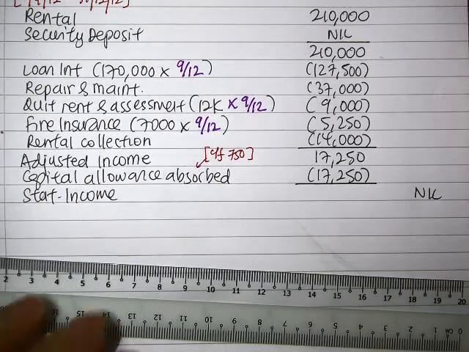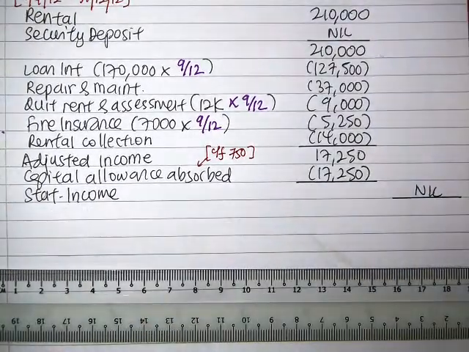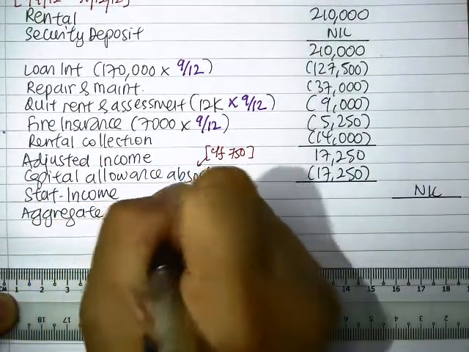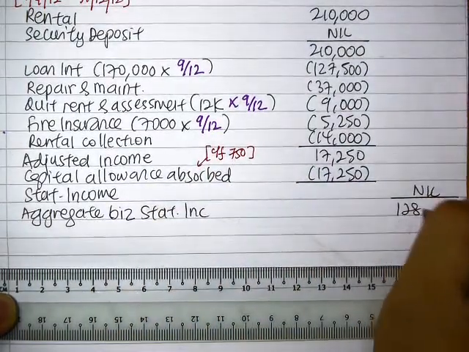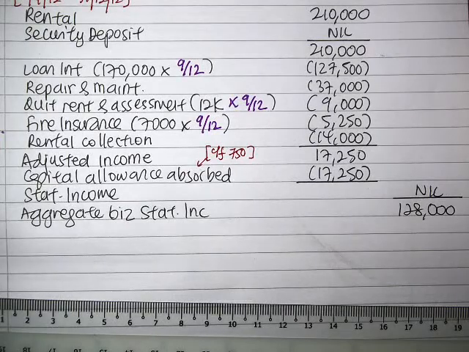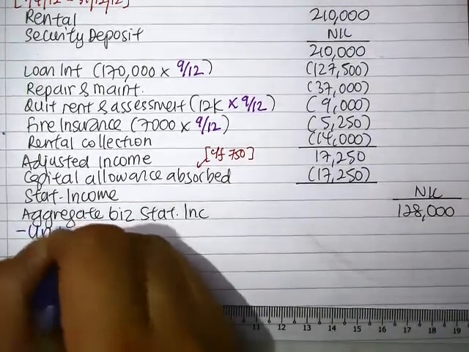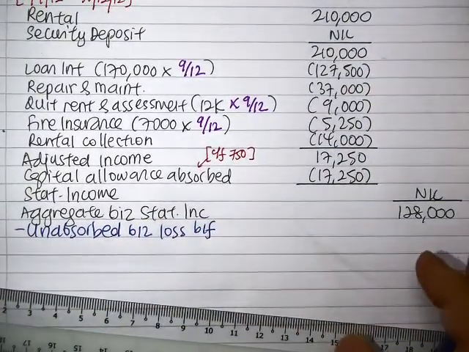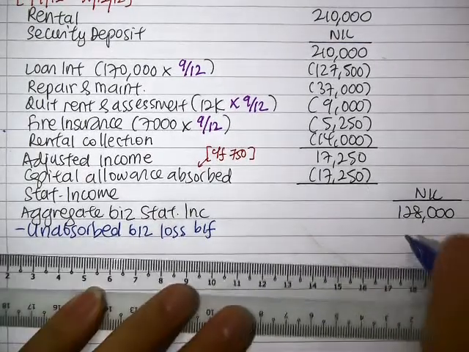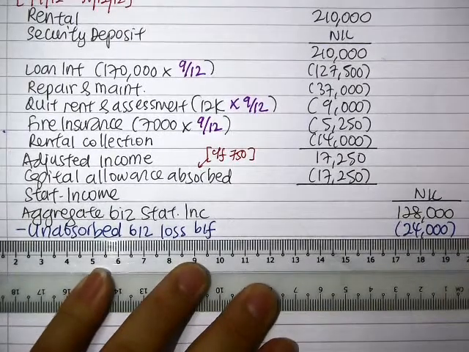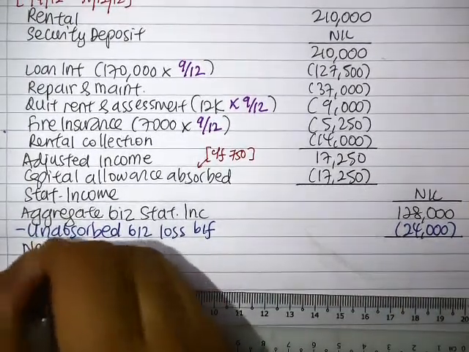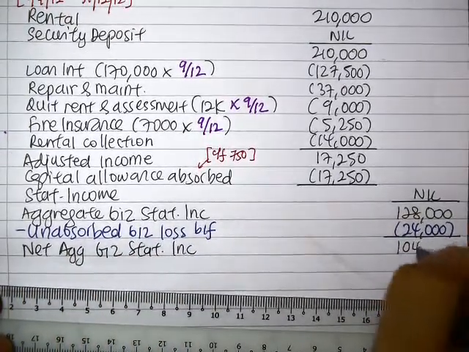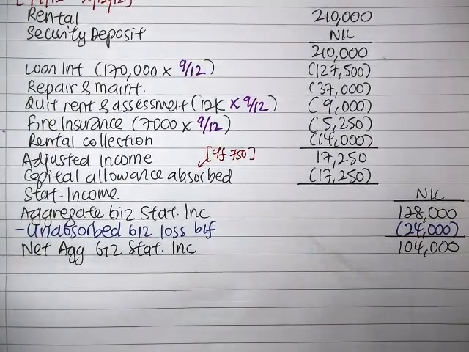Okay, so finish off with the two businesses. So business and the rental business, we have the aggregate business statutory income 128. Remember, what you're going to do here is to claim the unabsorbed business loss. So you're going to minus unabsorbed business loss brought forward, and that loss is given as 24,000. So this is your net aggregate business statutory income 104.